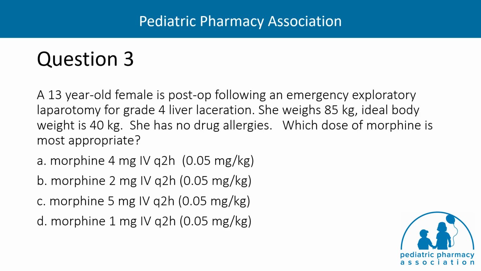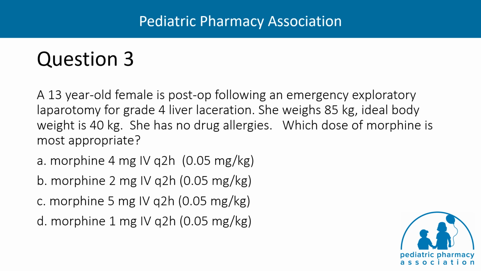Question 3. A 13-year-old female is post-op following an emergency exploratory laparotomy for grade 4 liver laceration. She weighs 85 kilograms, and her ideal body weight is 40 kilograms. She has no drug allergies. Which dose of morphine is most appropriate? A. Morphine 4 milligrams IV every 2 hours. B. Morphine 2 milligrams IV Q2 hours. C. Morphine 5 milligrams IV Q2 hours. D. Morphine 1 milligram IV Q2 hours.